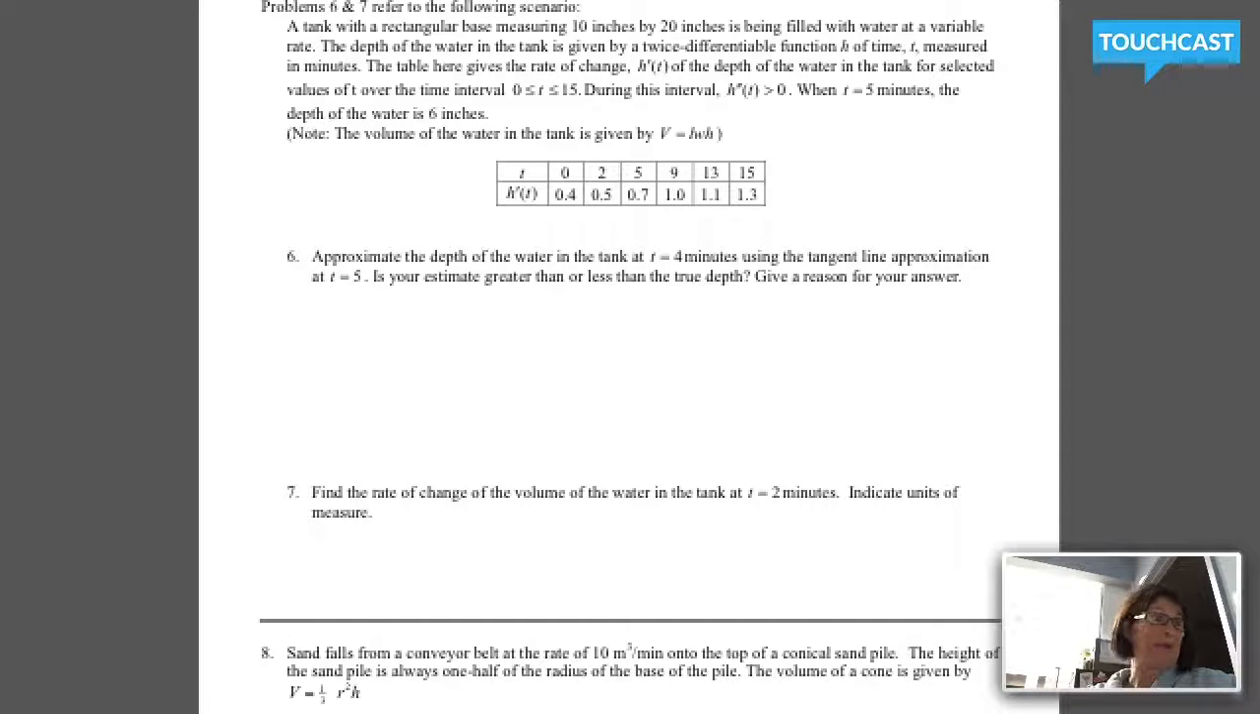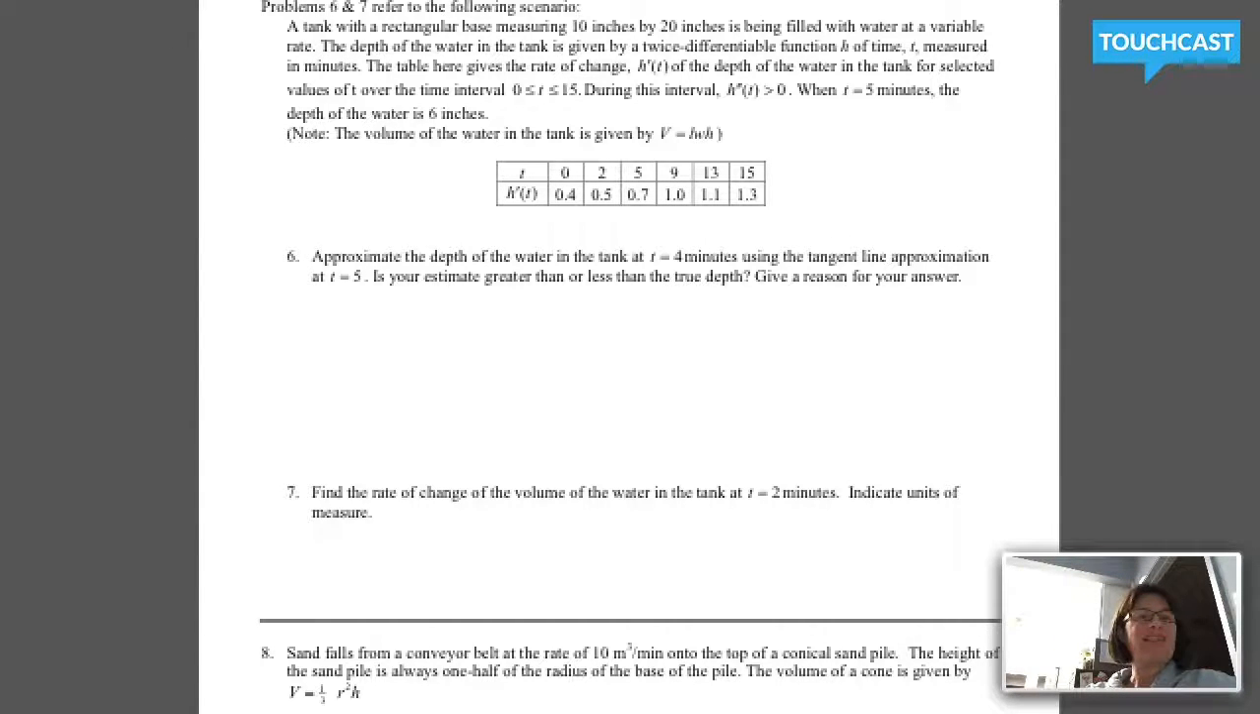Let's do some of these related rates problems from your practice test. So problem 7, it's about the same tank that we used for problem 6. I have a rectangular tank. I've been told the volume is length times width times height, normal for a rectangular tank. I've been told that the length and the width are 10 and 20.